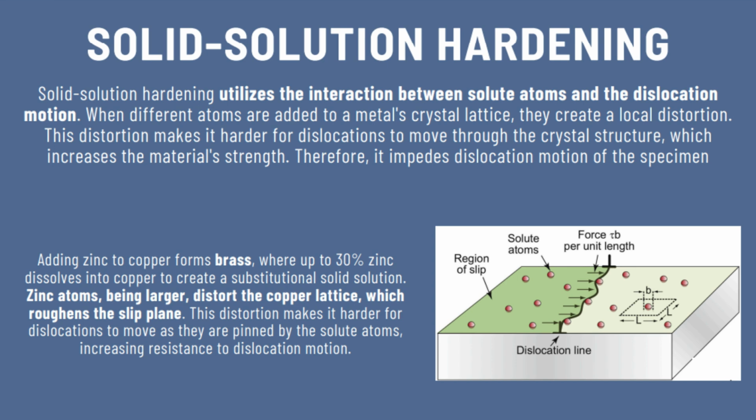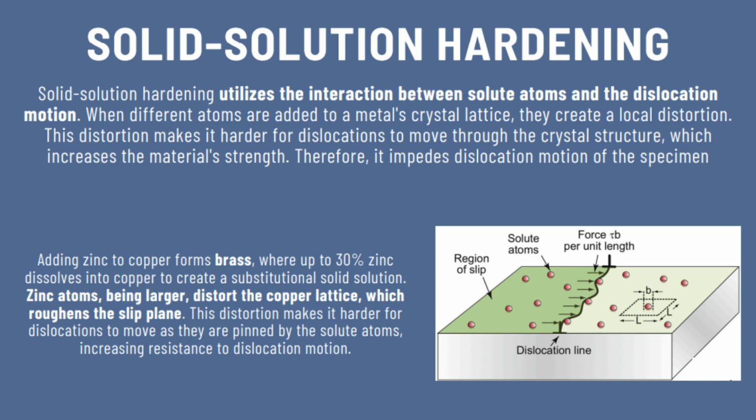So solid solution hardening enhances the material strength by introducing solute atoms into a material's crystal lattice, which then creates a local distortion. These distortions can impede dislocation motion, making it more difficult for dislocations to move through the crystal structure, therefore increasing the material's overall strength.